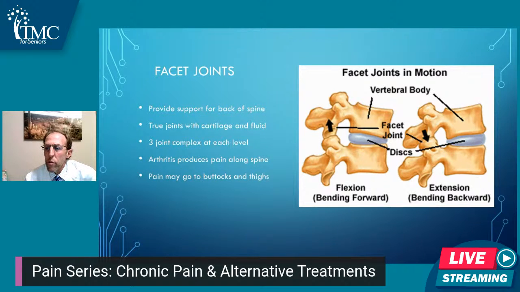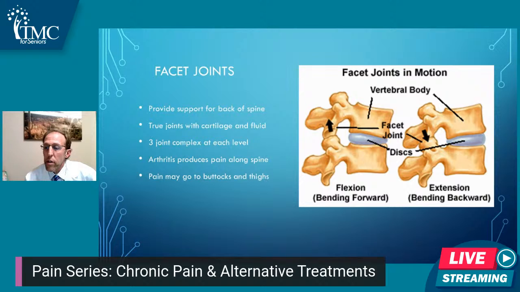So these facet joints support the spine. They allow us to maintain flexibility. They are true joints with cartilaginous barriers and fluid, which is the synovial fluid that maintains the smooth function of the joint. There are 3 joint complexes at each level, so you see that the disc is providing stability at the front, and we have 2 facet joints at each level on the back that support it.